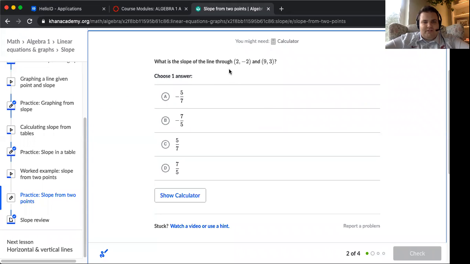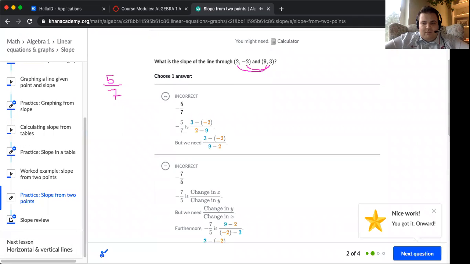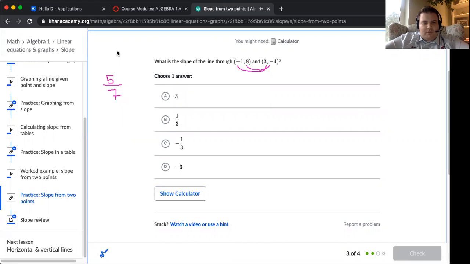All right, here is the question. What is the slope of a line through 2, -2, and 9, 3? Our y went from -2 to 3, so our y value is increasing by 5. Our x went from 2 to 9, so our x increased by 7. So our slope is 5/7. 2 to go, and just like that, let's clear this off.